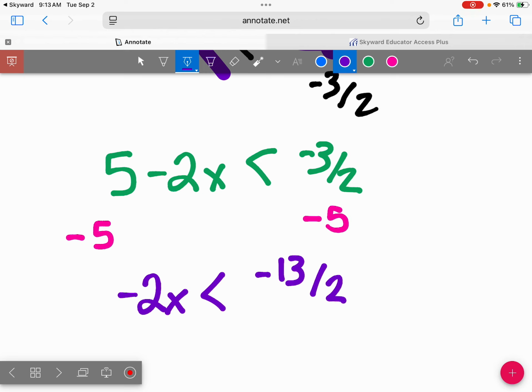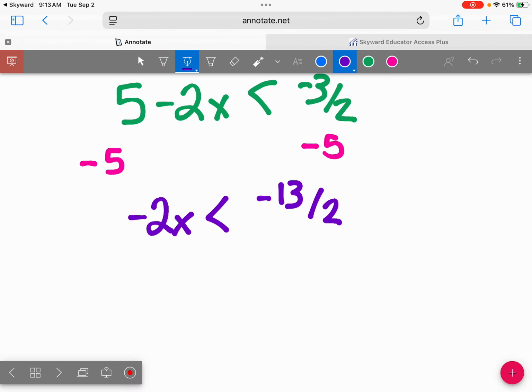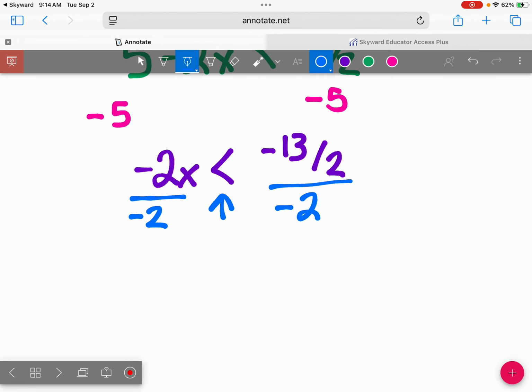-13/2. You could also multiply everybody by 2 and get rid of your fraction. Totally valid. You're going to wind up at the same answer anyway. Then what do we need to do? Divide by -2. And whenever we divide or multiply by a negative number, we need to switch that sign. So my x is going to be greater than, what is -13/2 divided by -2?